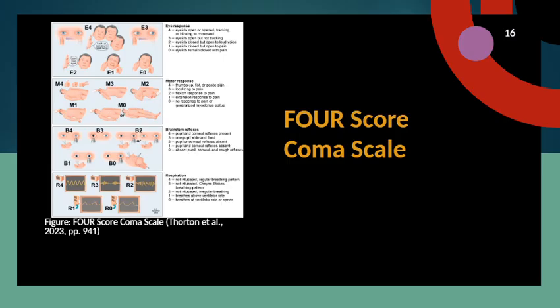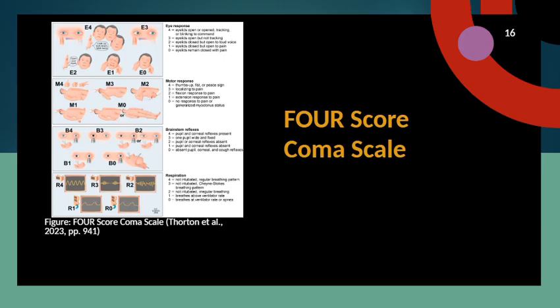Next is the motor response, which remains one of the most important neurologic indicators. A score of 4 means the patient shows purposeful movement, such as giving a thumbs up, fist, or peace sign. These are used because they require higher-level cortical function. A score of 3 shows localization to pain, which is purposeful. A score of 2 represents flexion to pain. A score of 1 shows extension to pain, and a 0 represents no motor response or generalized myoclonus status, often seen in severe brain injury.